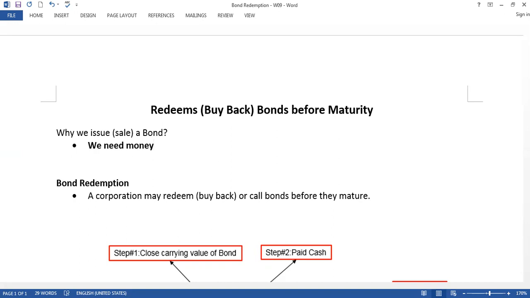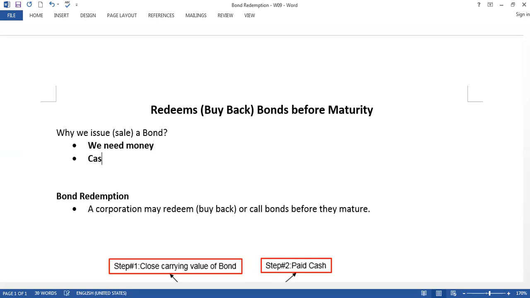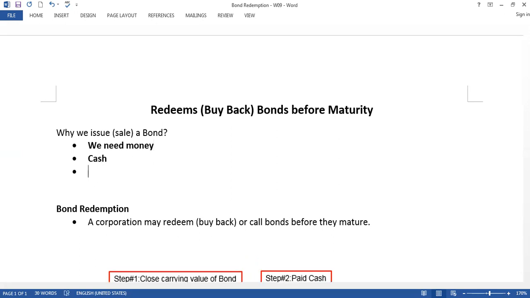Now, when we sell a bond, we receive cash and we record bonds payable. So we need money, so we sell our bond, and we record cash and we record bonds payable. Here bonds payable is our liability, right?